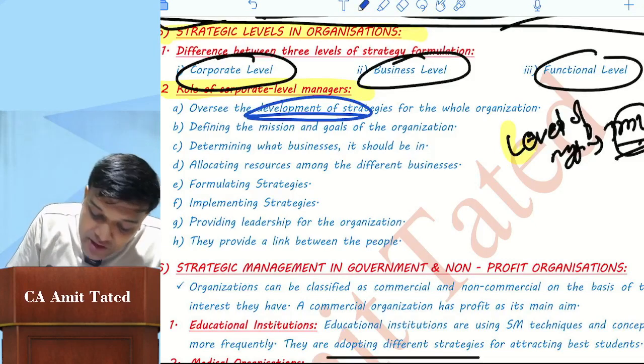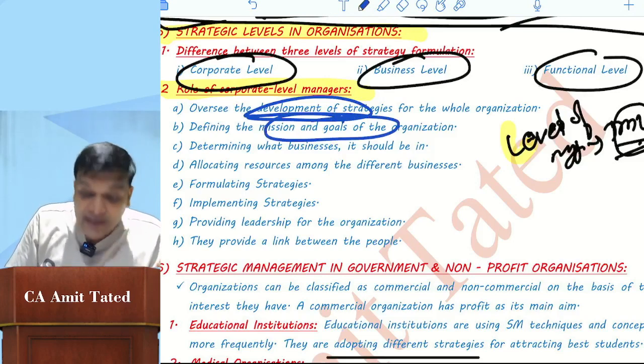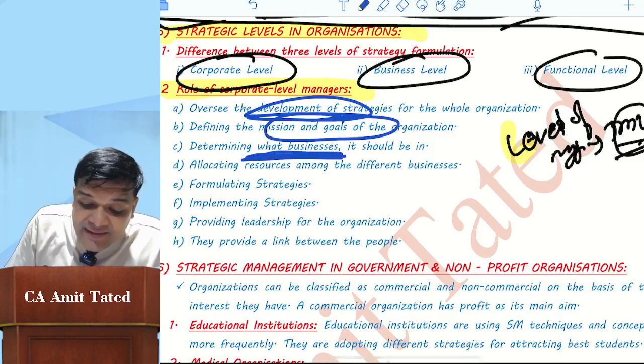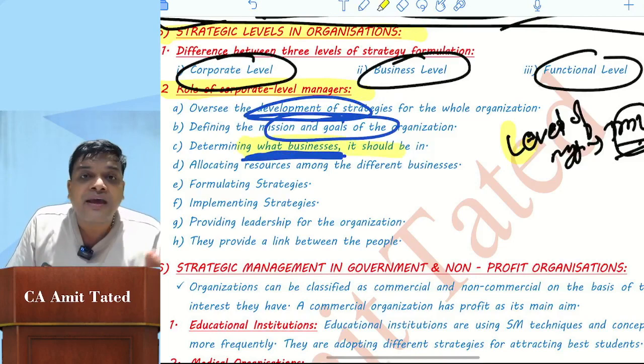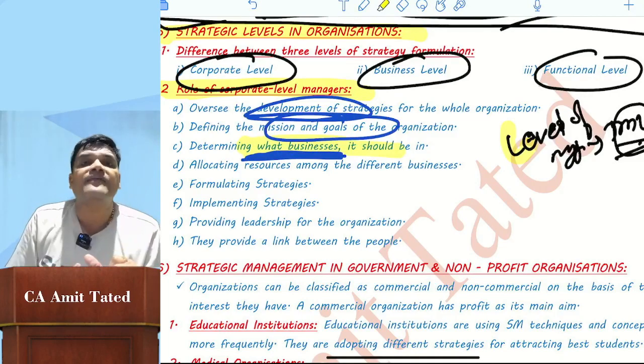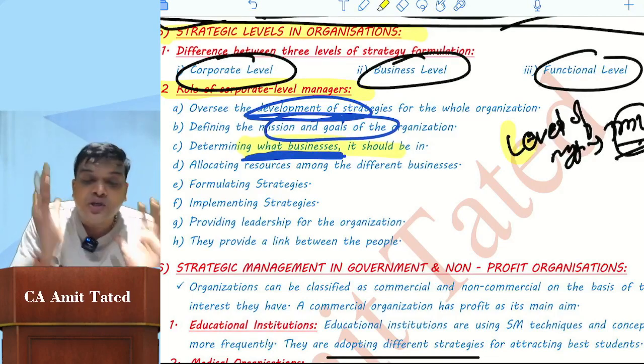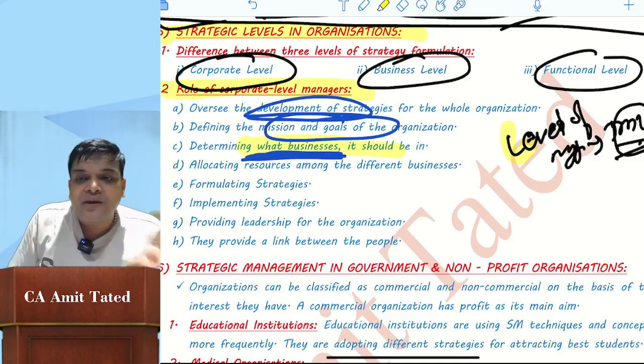Second point, he will be setting a mission and goals of the organization. Next point, determining what business. Are you getting the point? What business should it be? Example, I should be in steel business. I should be in Tata Motors business. I should be in insurance business. They will determine what businesses there are.